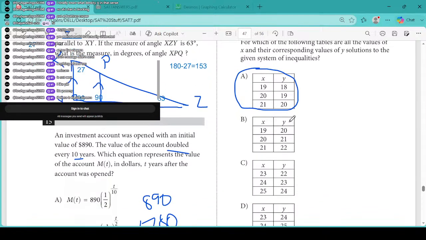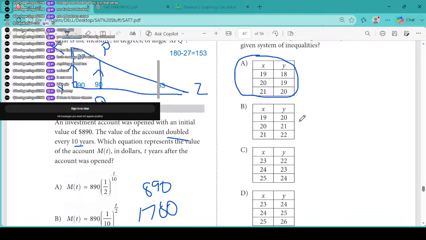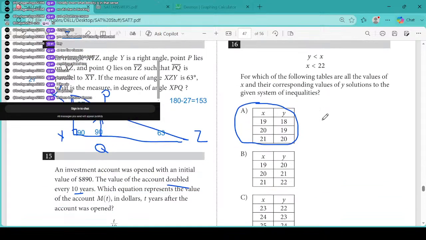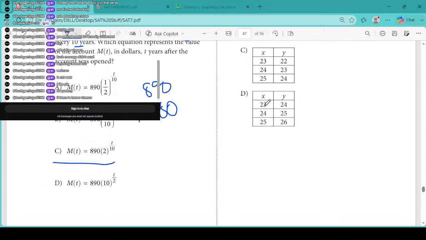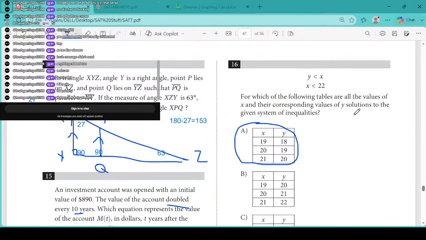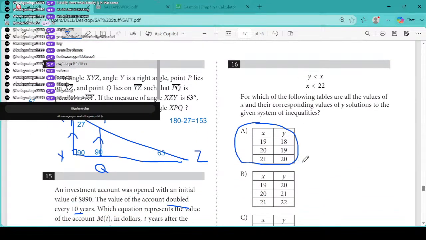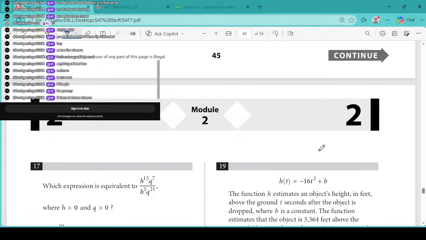This one, y is more than x. Nope. Y, x is more than 22. X must be less than 22. Y is more than x, and x is more than 20. No. It must be A. For some reason, this is pretty straightforward. You just look at that, and look at that, and then you see the answer.